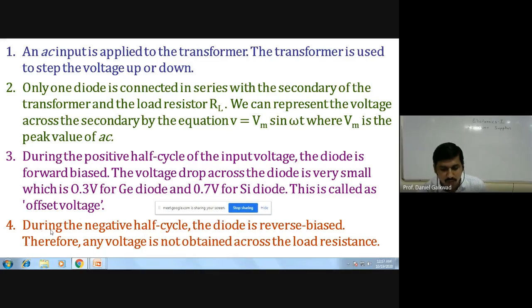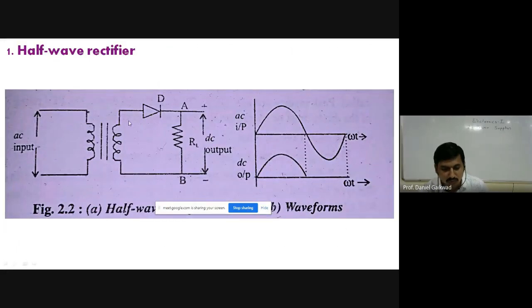Point 4: during the negative half cycle, the diode is reverse biased. Check carefully, during the negative half cycle. So once again we have the diagram. Suppose we have a negative half cycle. Negative means -1, -2, -3, and that negative voltage is connected to the P region, and the diode will be in reverse bias. So the negative voltage goes on increasing at the P region, and in that case the diode will become reverse biased.